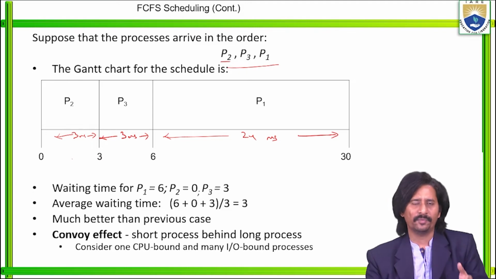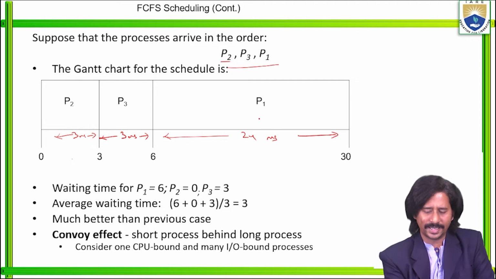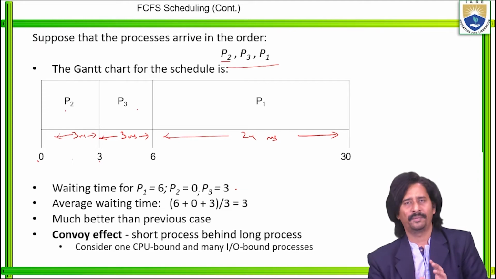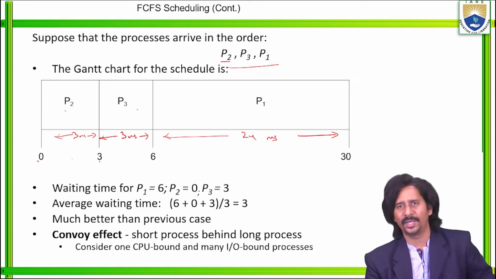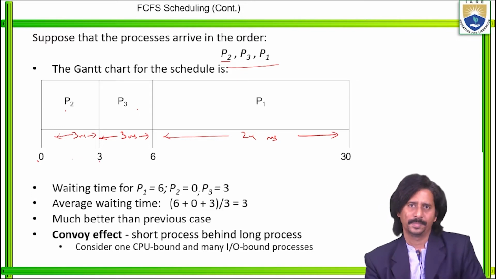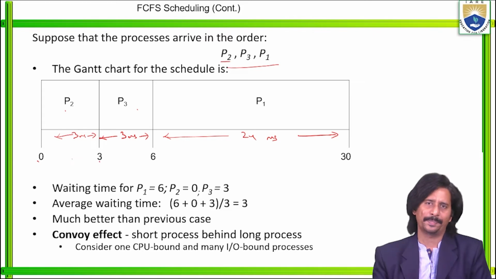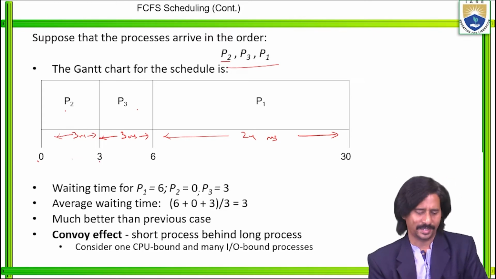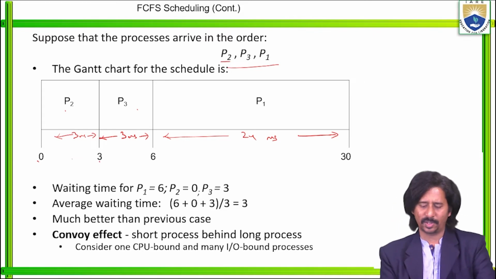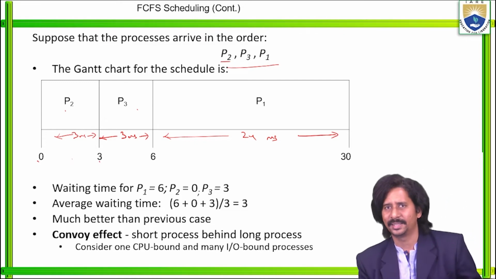So the waiting time for P1 is 6. The waiting time for P2 is 0, the waiting time for P3 is 3. Simply, for the waiting time of each and every process, we need to identify the number on the left-hand side. Similarly, the turnaround time of that particular process is represented by the right-hand side. So the average waiting time is 6 plus 0 plus 3 divided by 3, that is 3 milliseconds.